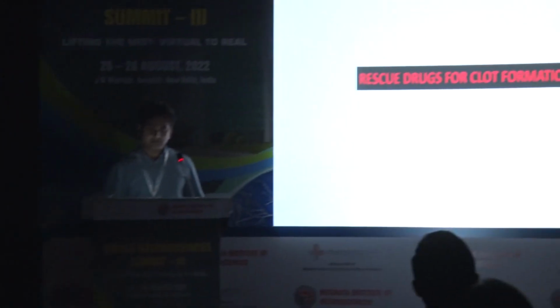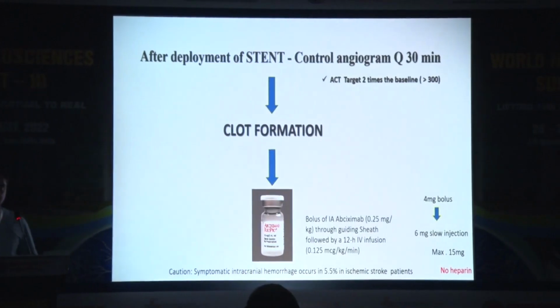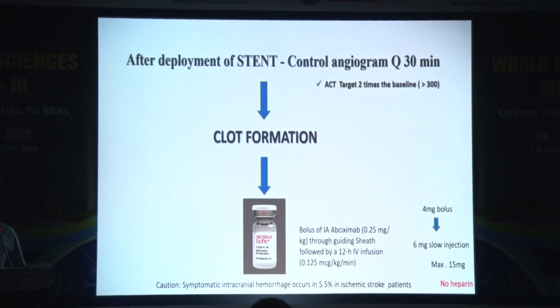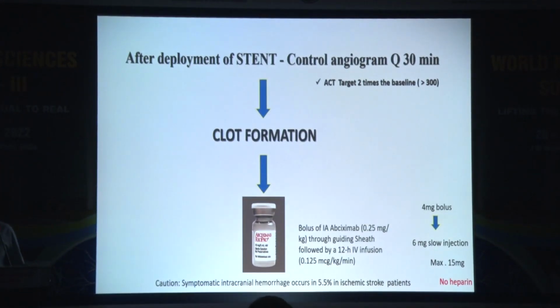If clot formation occurs, we have some rescue drugs to deal with this clot formation in the stent. So after the deployment of the stent, as we have discussed, we do a control angiography for at least 25 to 30 minutes to look for clot formation around the stent. And again, our target ACT is usually maintained above 2 times the baseline and preferably above 300. But despite all our effort, if we find clot formation, we usually prefer to give a bolus of abciximab 0.25 milligram per kg dose through the guiding sheath directly intra-arterially, followed by a 12-hour IV infusion, given in a dose of 1.125 mcg per kg per minute.